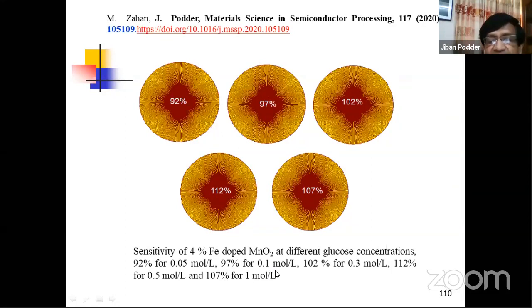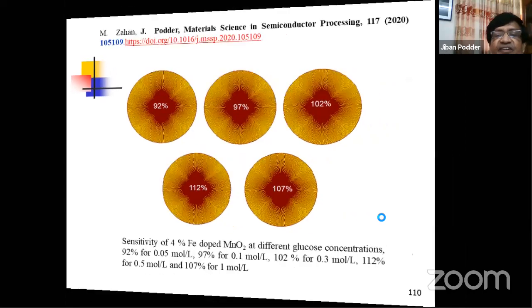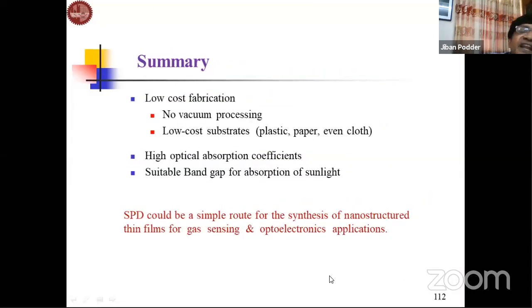So there is a rapid increase of the oxidation with the increase of the glucose concentration. So finally, I will give a summary of our work. Most of this work was done by my students from the lab.